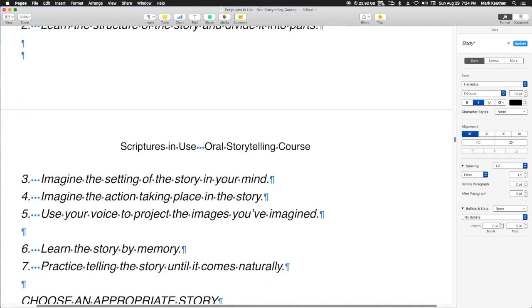This week, week 2, you're going to do 3 things. Imagine the setting of the story in your mind. In other words, you're going to think through the story. Imagine it happening in your mind. This is called mind cinema, or cinema of the mind. And you get to choose. This is where your cultural choices can come into play. In other words, where do you imagine this story taking place? The setting of the story in your mind.